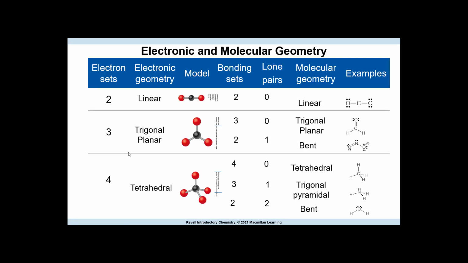So let's summarize these ideas with the table. If an atom has 2 electron sets, and we're not counting the center, we're looking at it from the view of the center. So we're looking at it from here, we count 1, 2. So if it has 2 sets, it has a linear electronic geometry. Linear central atoms have 2 bonding sets and no lone pairs. So the molecular geometry is linear, and you can see the electronic and molecular match.